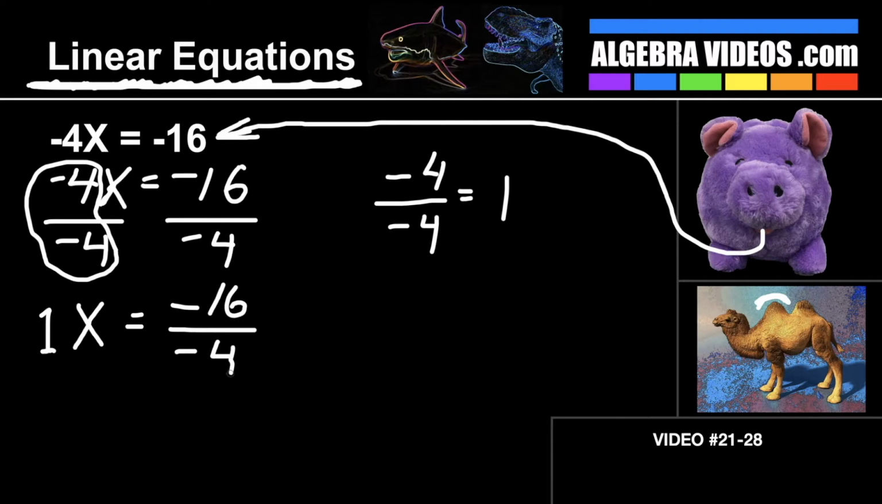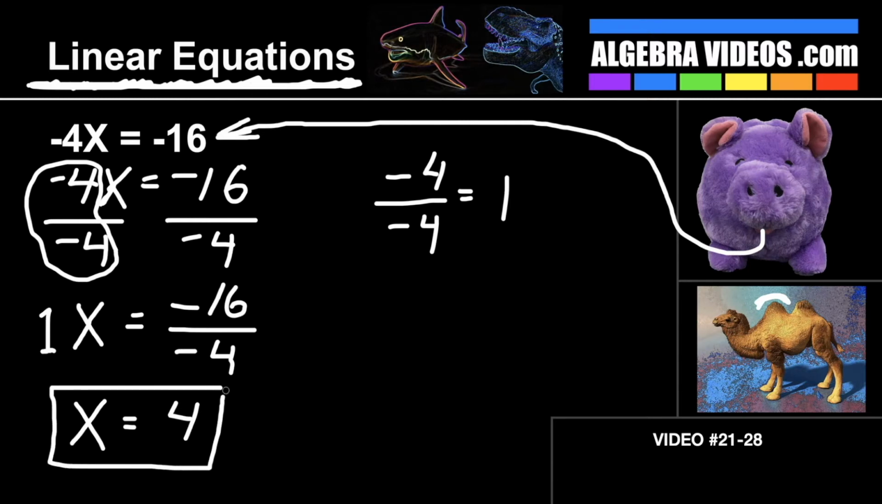Okay. Well, let's simplify this again. 1x is the same as just x, right? 1x is the same as x. We don't have to write the 1. And that's equal to negative 16 divided by negative 4, which is 4. So the solution is x equals 4. And if we want to check our work, we could just stop right here. If we're lazy, we could stop right here.